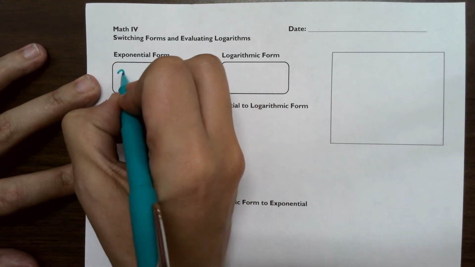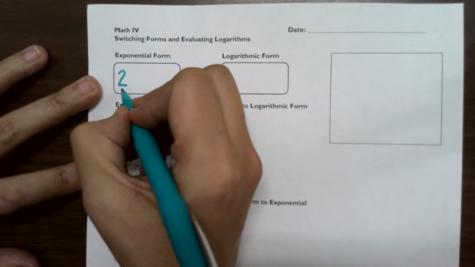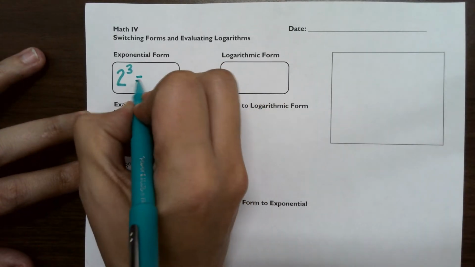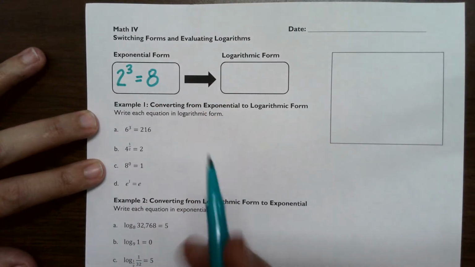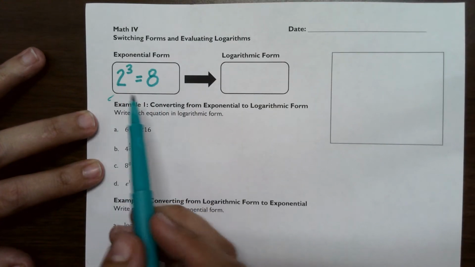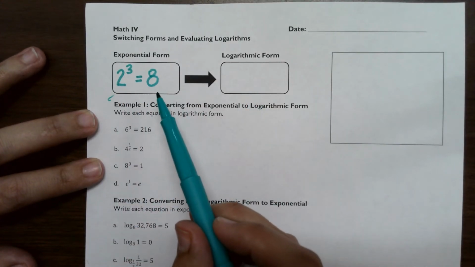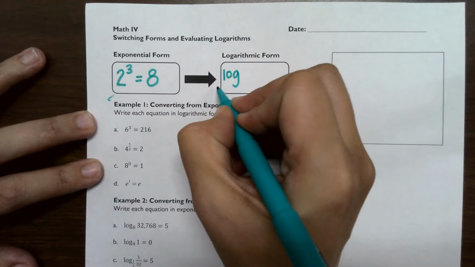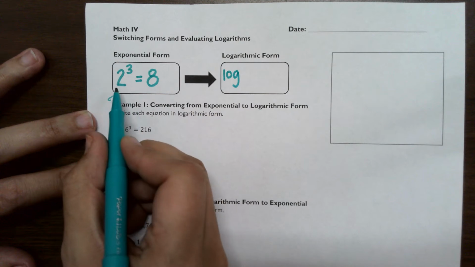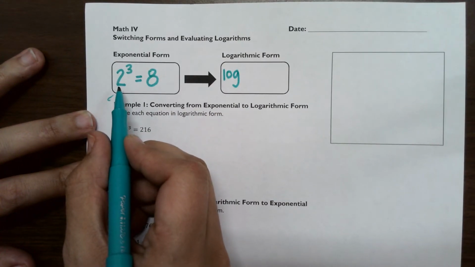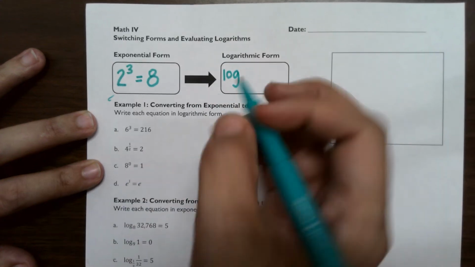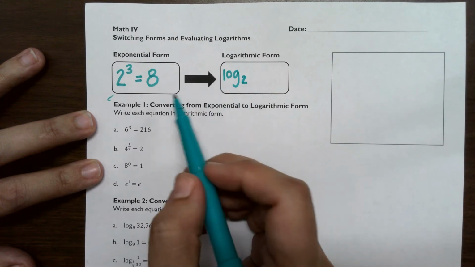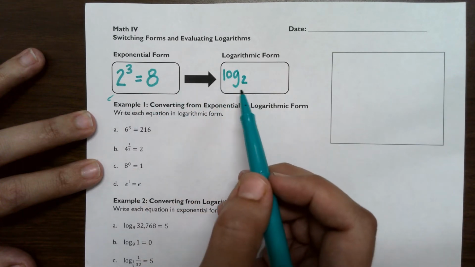Anything in exponential form looks like this. So it has a number that's normal size, that's the base, an exponent, and then it equals the answer. So this would be something in exponential form. If I change the same equation to logarithmic form, then we start with log, which is just lowercase log. The number in the base becomes the base of the log, which is a small number. It's like a subscript.